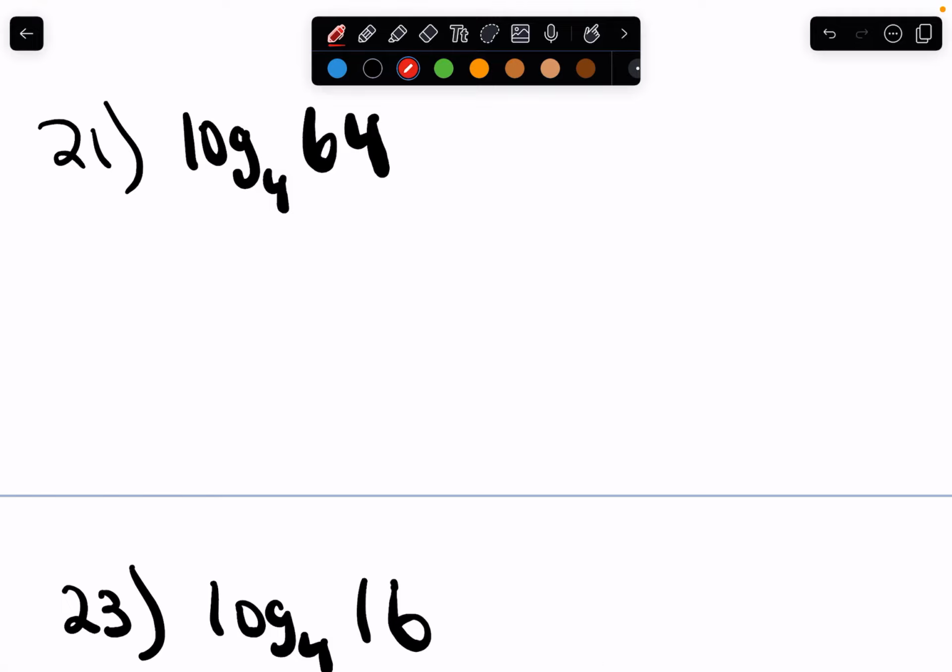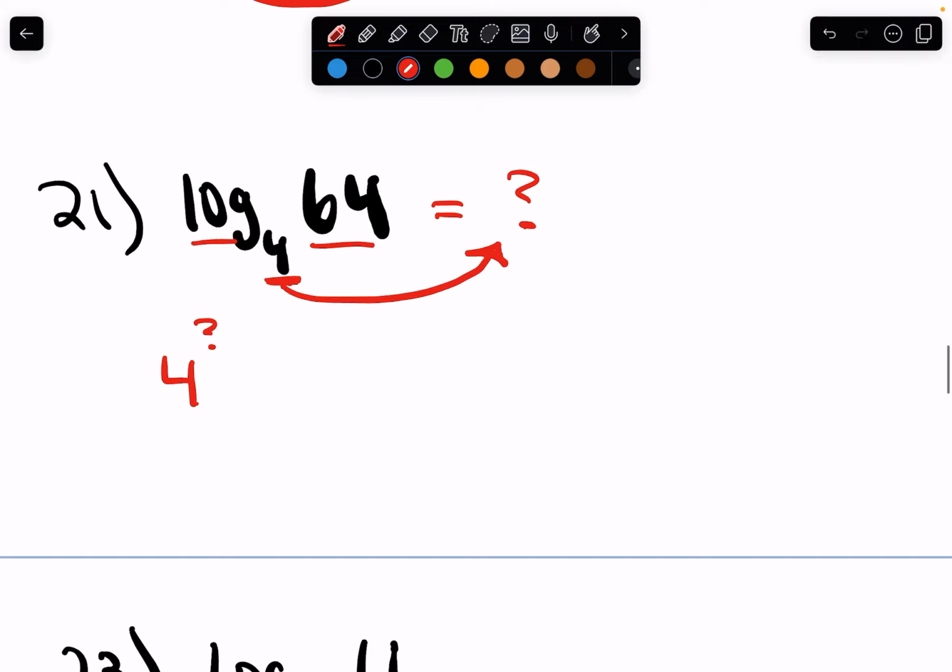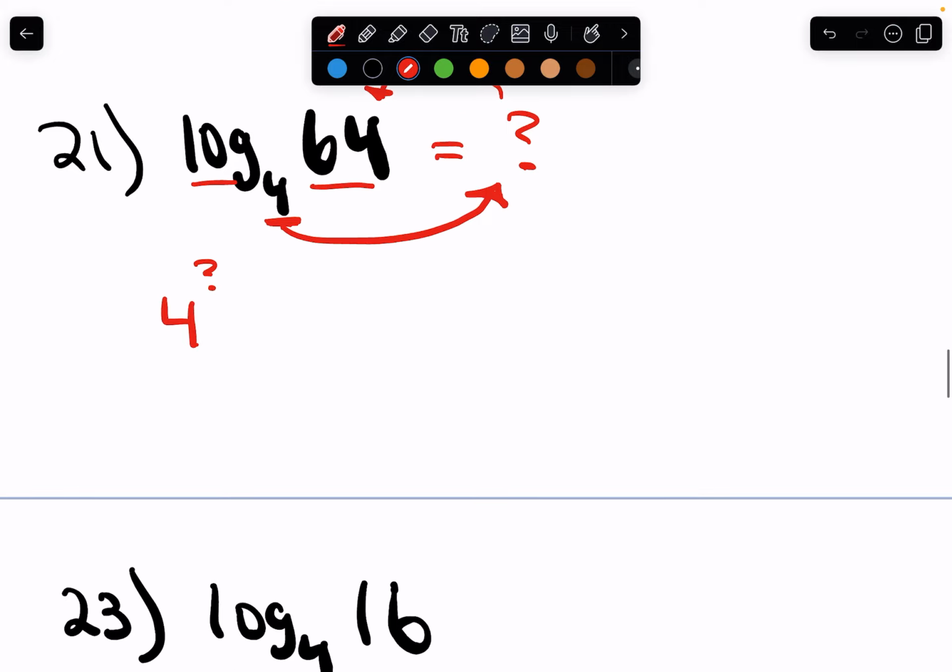So we're on question number 21 here, and it just asks us to evaluate each expression. So here we have log base 4 of 64 equals some number. Like before, we have a base of 4, so that would be in our base. 4 to some value, we'll just leave a question mark there, is going to give us 64. Now, what could this value be?